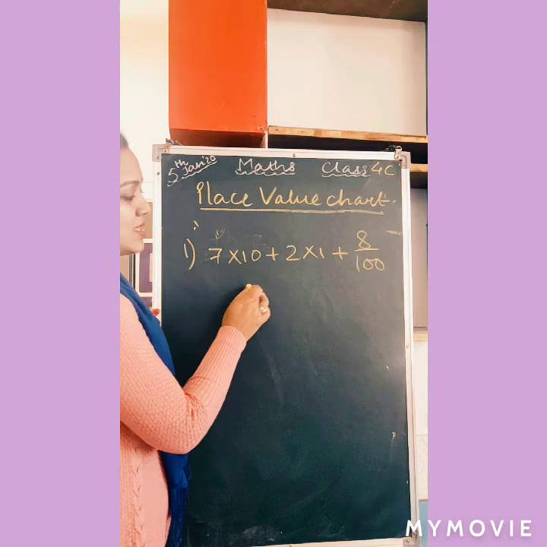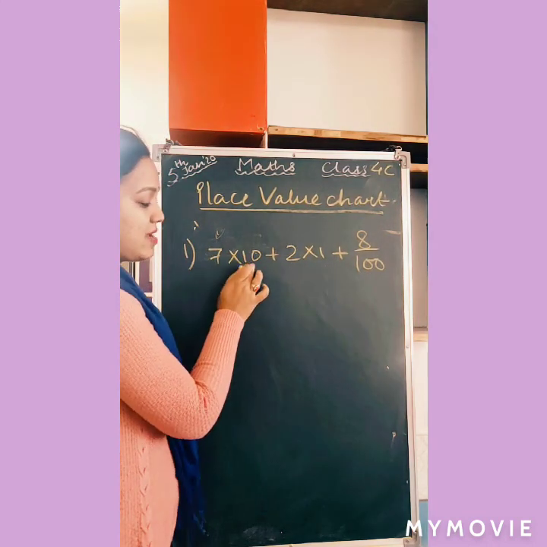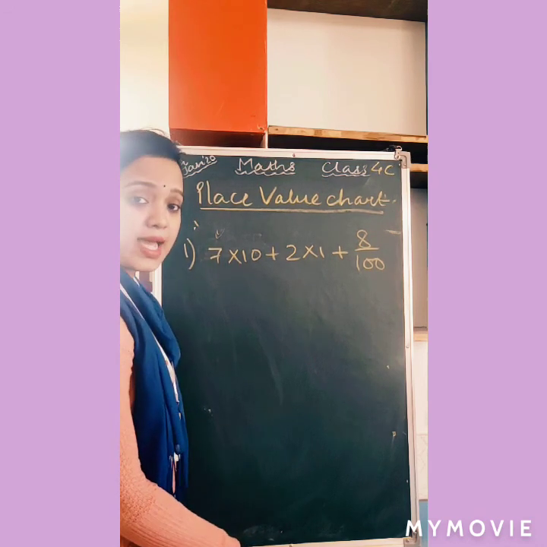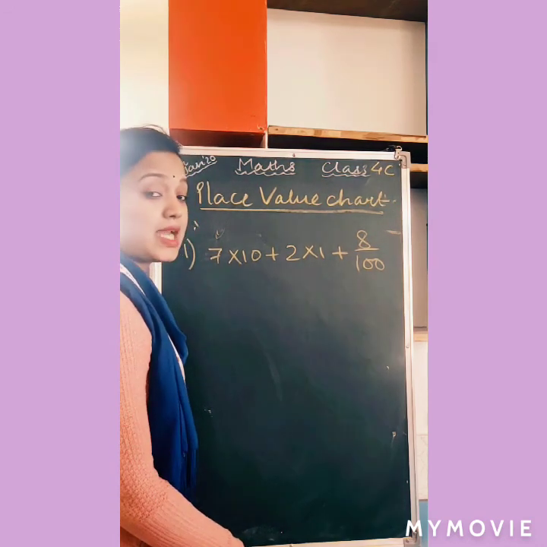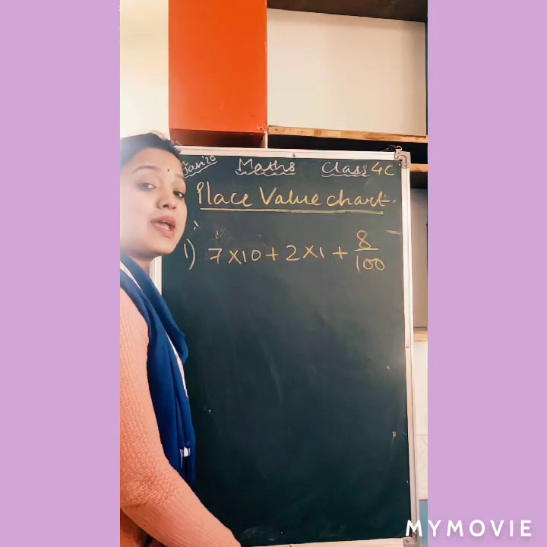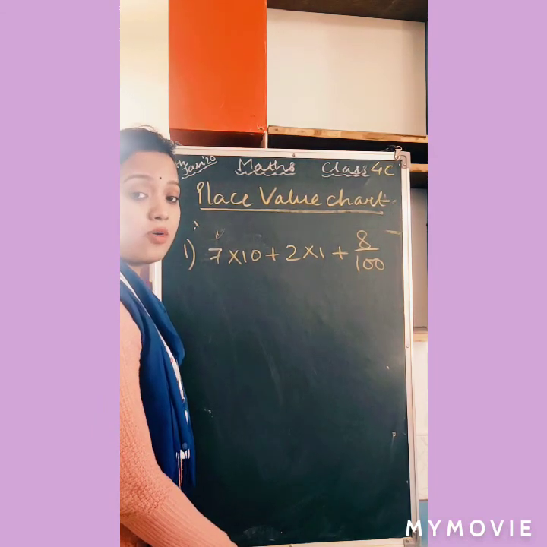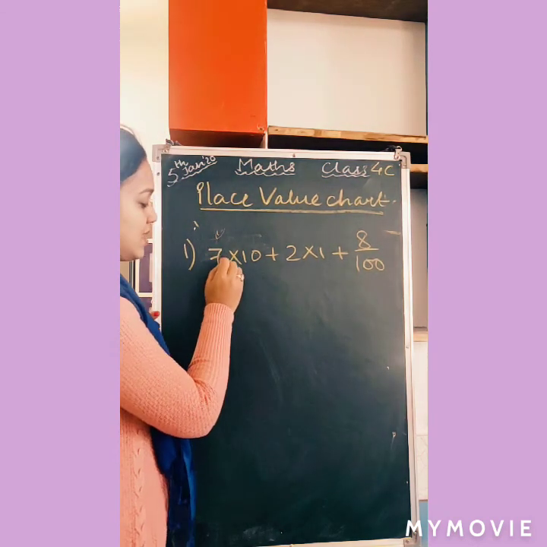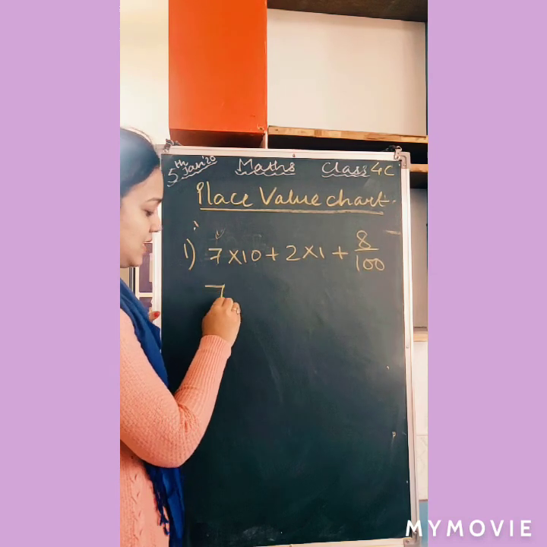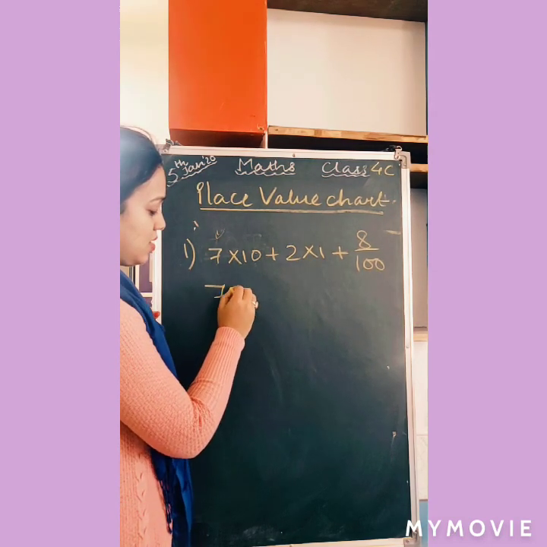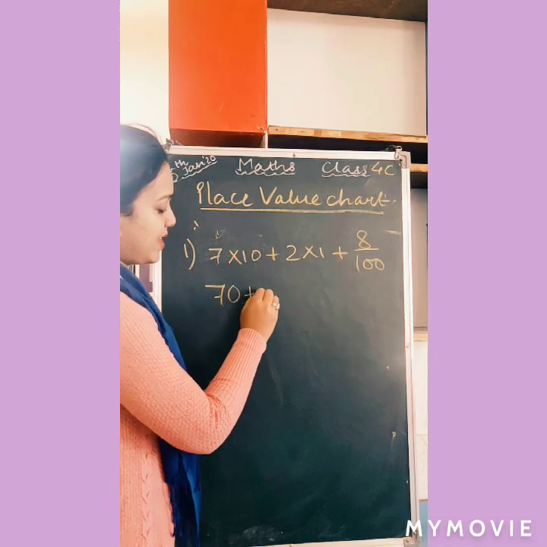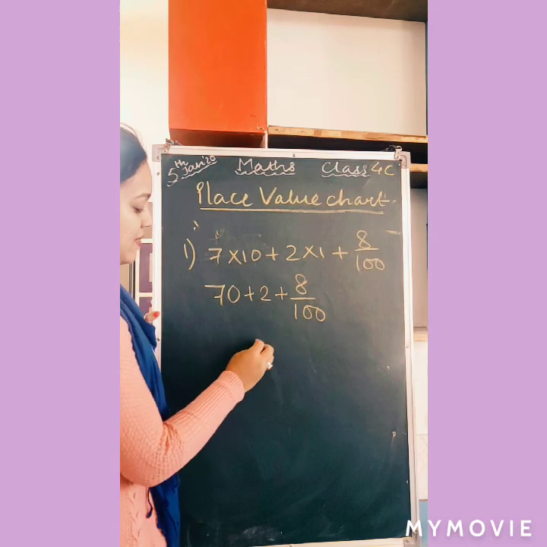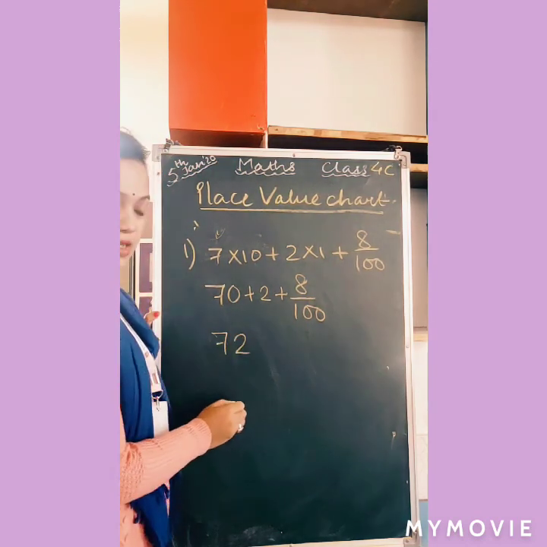Correct? Now you can see here 1 means ones place, 10 means tens place. This is 8 into 1 by 100 which I have written as 8 by 100. This is in the 100th place. But there is no 10th place. Correct? So in place of 10th there must be 0. So we have not plotted it. Okay? So what I do is 7 into 10 is 70. So you get 70 plus 2 plus 8 by 100. So your decimal number will be 72.